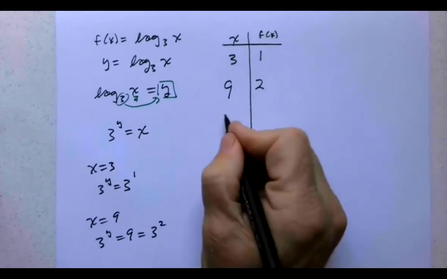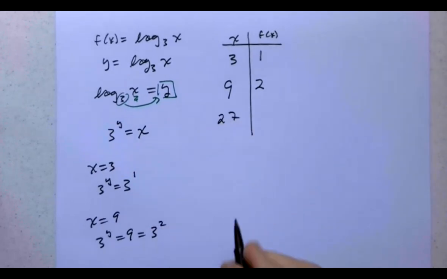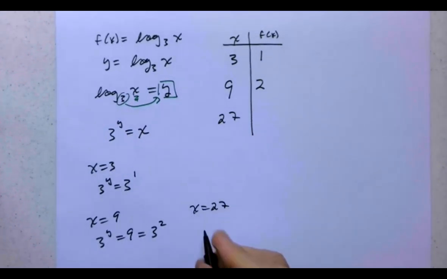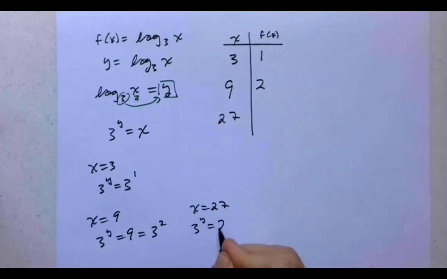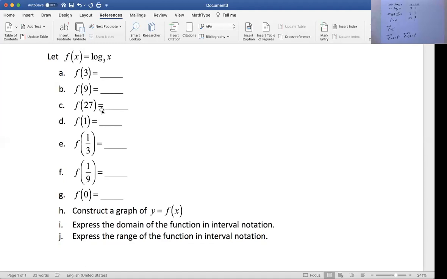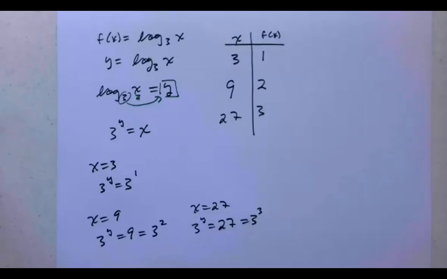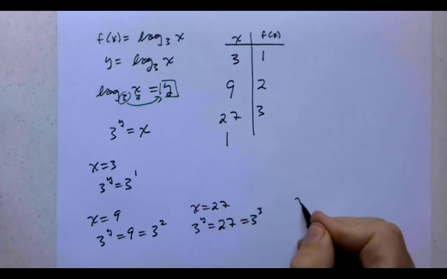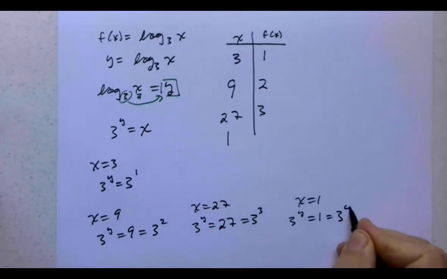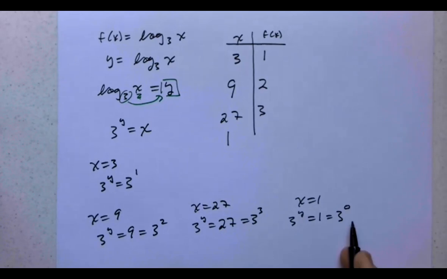If I have x equals 27, I have 3 to the y equals 27. 27 is 3 times 3 times 3. That's 3 to the third. So y equals 3. You get the idea? Now, what are some of the other numbers that they wanted? 1, okay, that's a good one. If I get x equals 1, 3 to the y equals 1. 1 is 3 to what power? 3 to the 0 power is 1. So y equals 0.